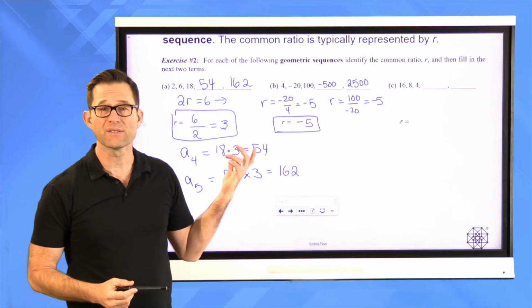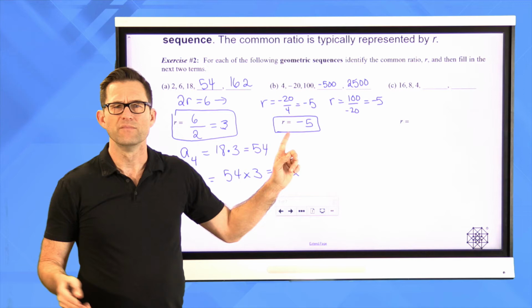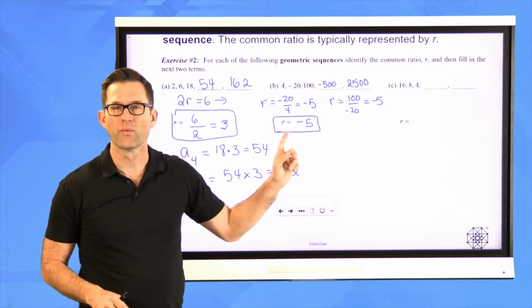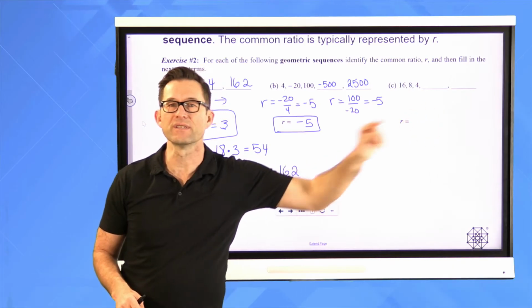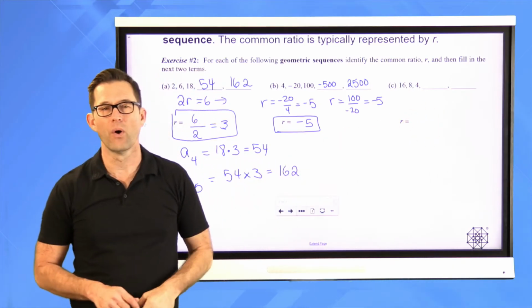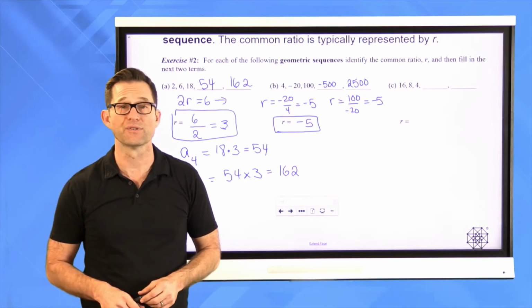Now, in this case, we had a number that was a whole number. In this case, we had a negative whole number, if you will. Here's going to be a situation where that sequence is decreasing, and so now our ratio won't be a whole number anymore. Why don't you pause the video now and see if you can figure out what's going on in letter C.